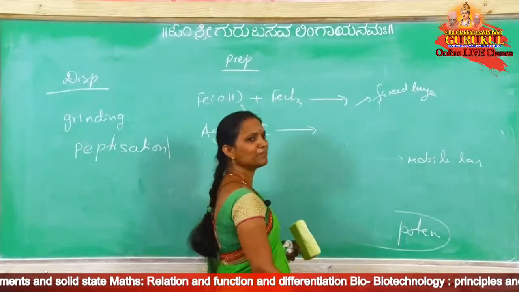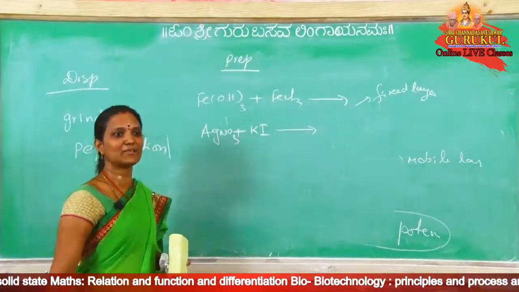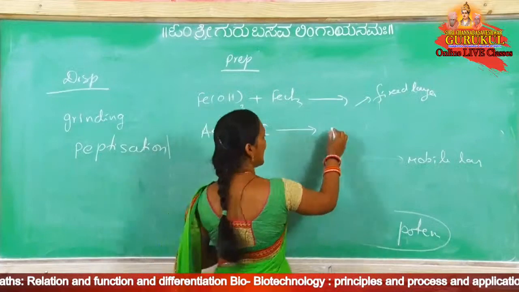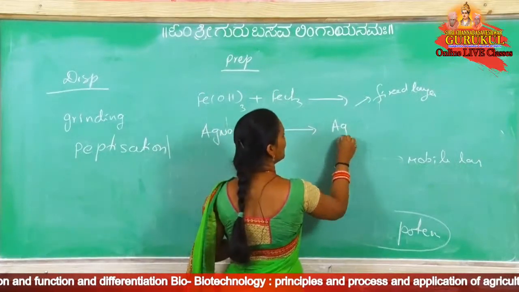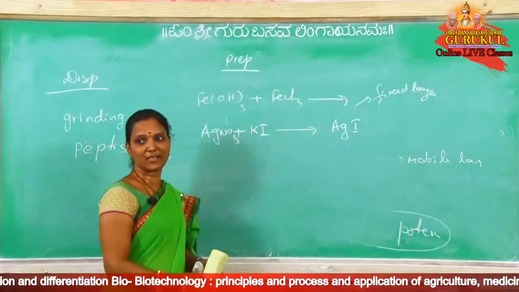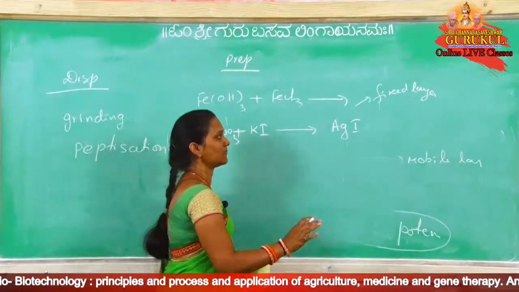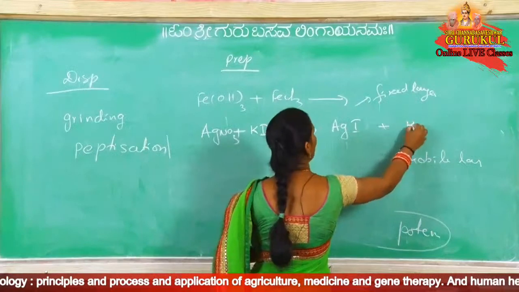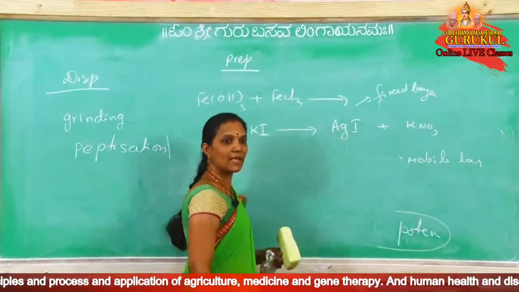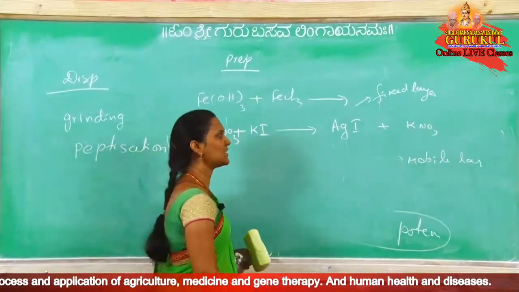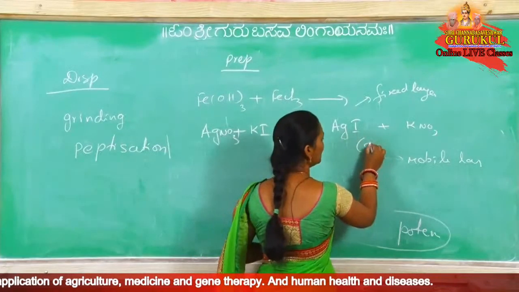Silver nitrate common name? In D and F block elements we learned many common names. Answered or not? And in metallurgy also we learned common names. So AgI plus KNO3. Okay, AgI and KNO3 are formed. AgI is a precipitate. AgI color, white or yellow?